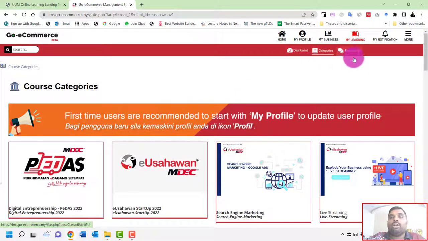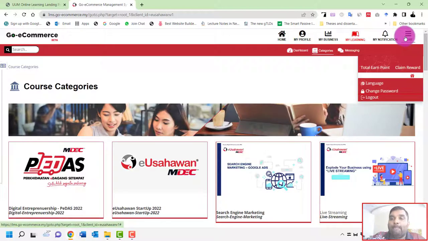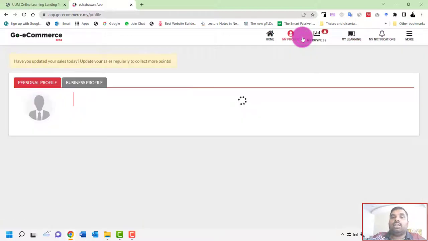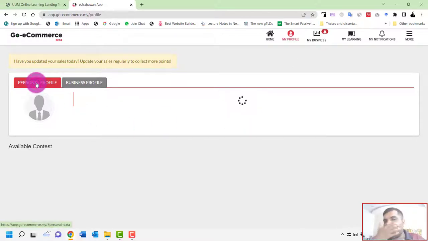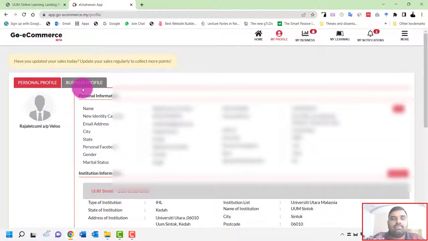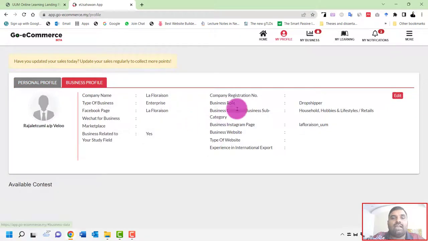Most important, before you record your sales, please upload your details. It means update and upload some details, like your photos and so on. You can go to the personal profile, business profile and so on. Just update here, edit your business. You don't need to register your business. Just create a dummy business name, but you have to do a real business. You are not required to register under SSM. If you want to register, go ahead, no problem.